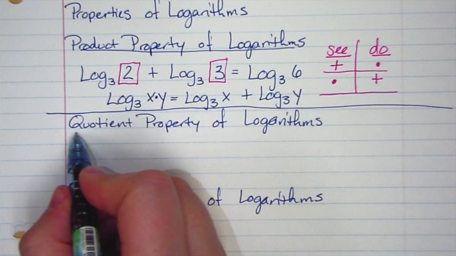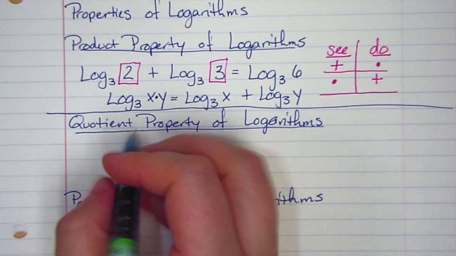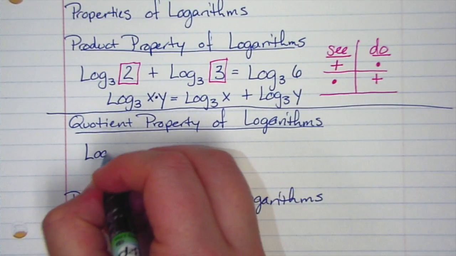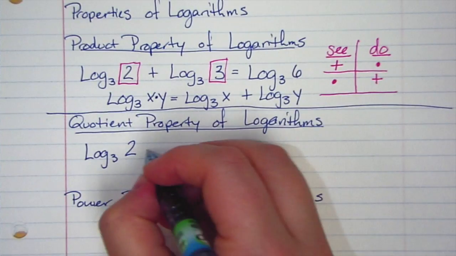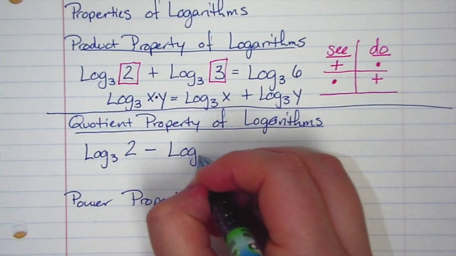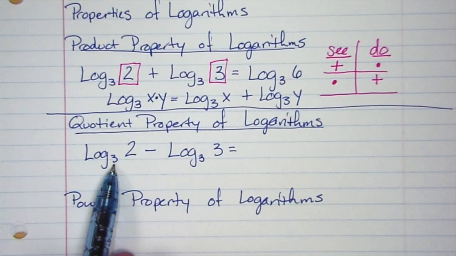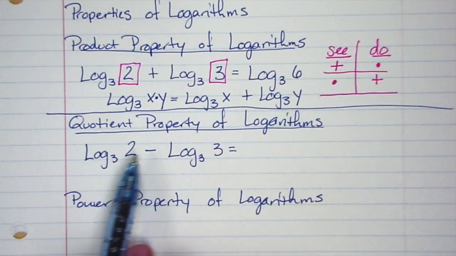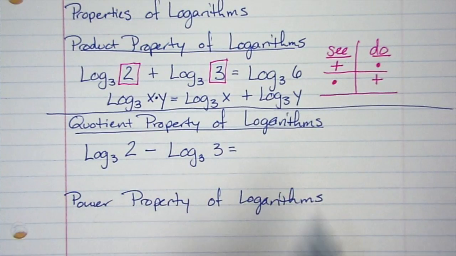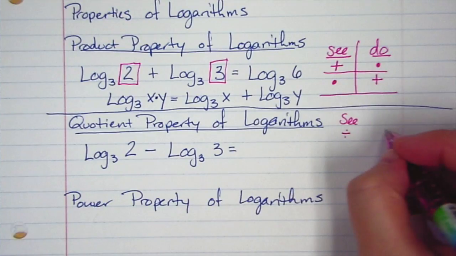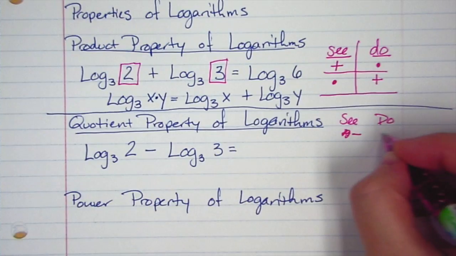The quotient property of logarithms involves subtraction. So we would expect to see a log minus another log. Again, the bases have to be the same in order to use these properties. So you always want to check and make sure that the bases of the logs are the same. But the difference here is when you see subtraction, what you do is division.